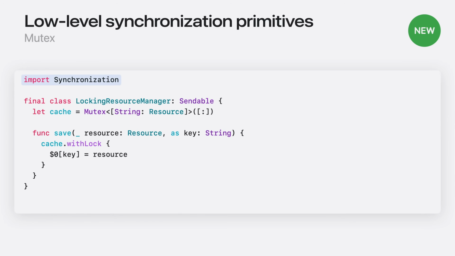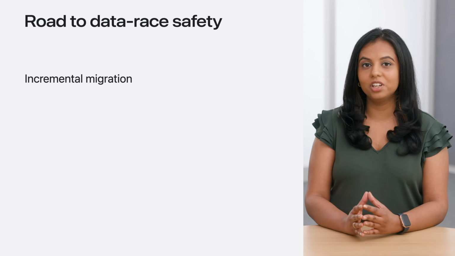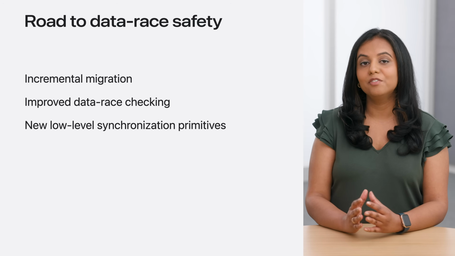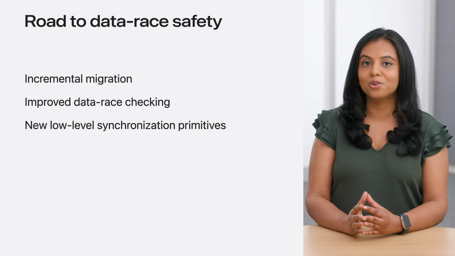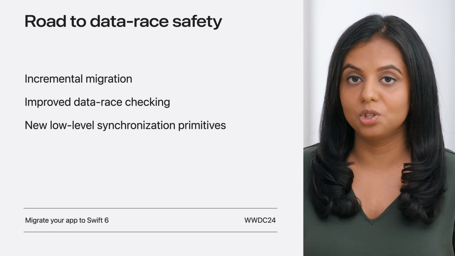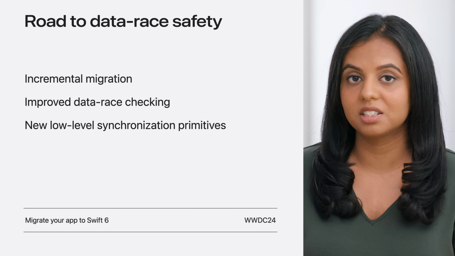The synchronization module also introduces mutex. Like atomics, a mutex should be stored in a let property and can be safely accessed concurrently. All accesses to the storage protected by the mutex are via the closure passed to the withLock method, which ensures mutually exclusive access. With infrastructure for incremental migration, improved data race checking, and new low-level primitives for synchronization, we've built all the necessary tools for your road to data race safety. For best practices on migration, follow along a hands-on tutorial in Migrate Your App to Swift 6.